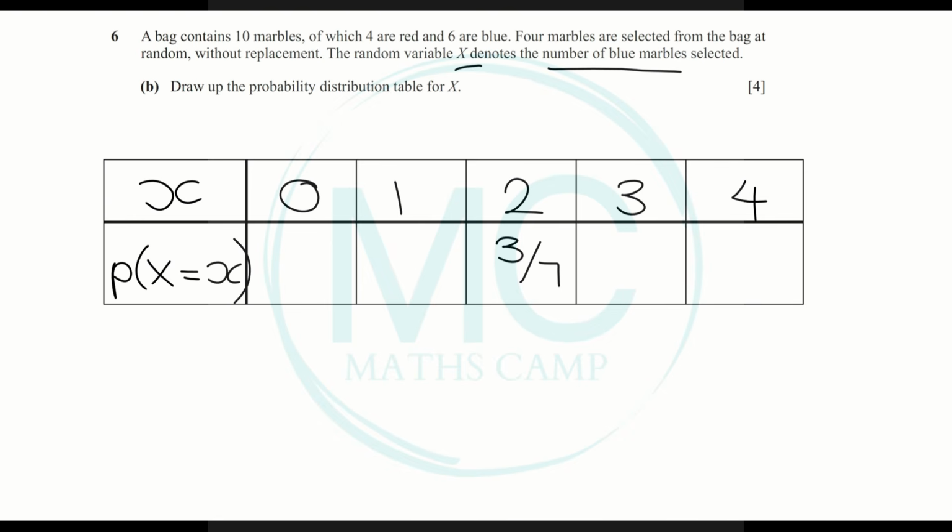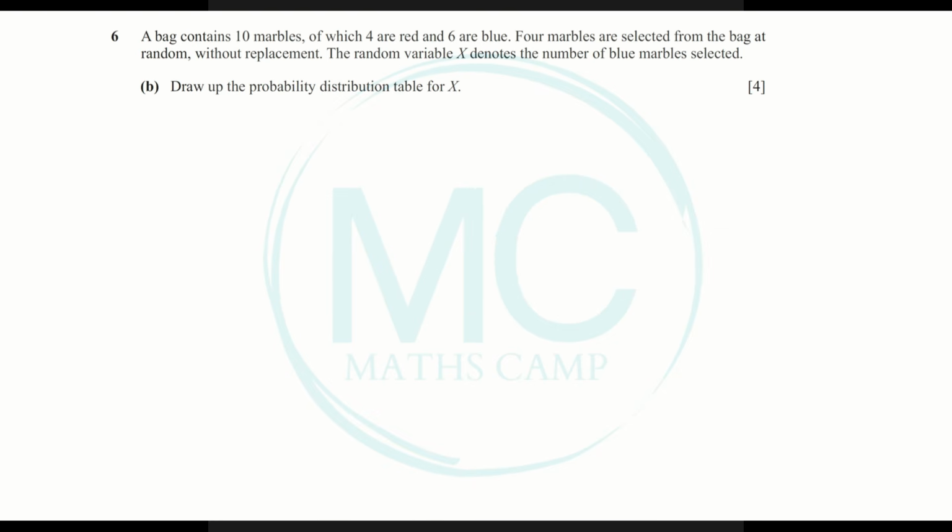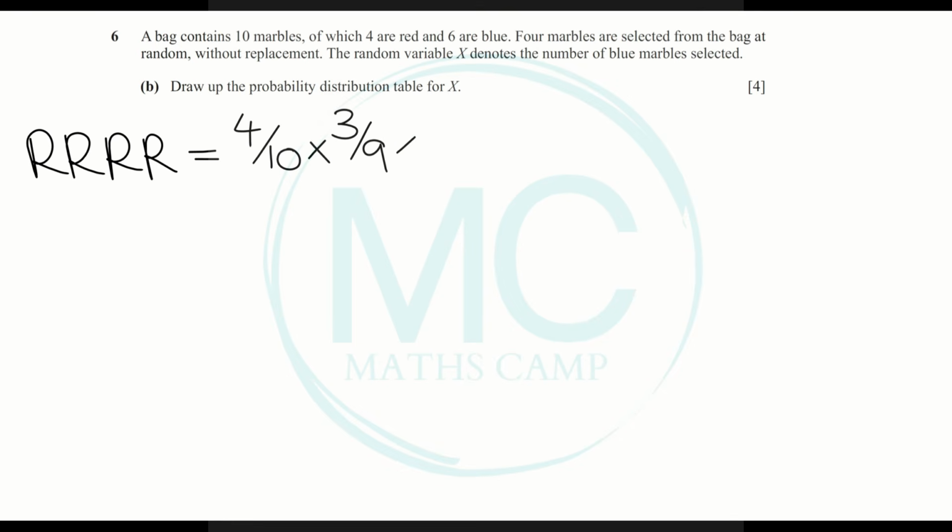Now to consider the other values of x. Let's start when we have no blue marbles, when x is 0. So let's make some space. If we draw no blue marbles, that means that all 4 marbles have to be red. So the first one's red, and the second, and the third, and the fourth. We have 4 red marbles out of a total of 10. So the first marble, 4 out of 10, then 3 out of 9, and 2 out of 8, and 1 out of 7.